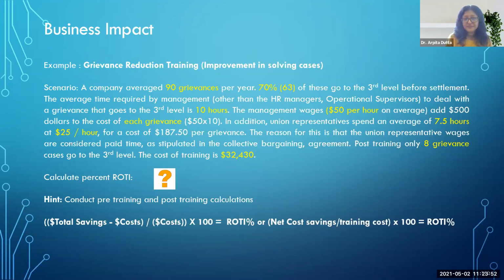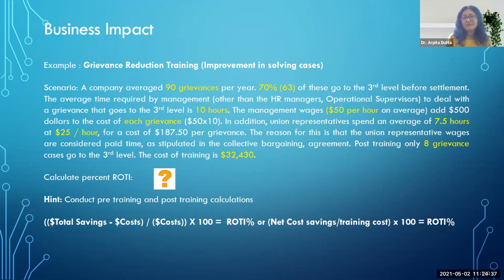In addition, union representatives spend an average of 7.5 hours at $25 per hour, for a cost of $187.5 per grievance. So that's the cost pre-training. The reason is that the union representatives' wages are considered paid time. Post-training, you see the difference now: from 63 to 8 grievances go to the third level.